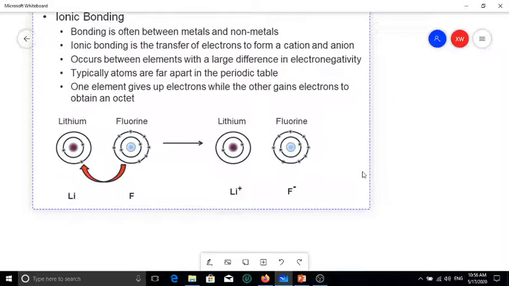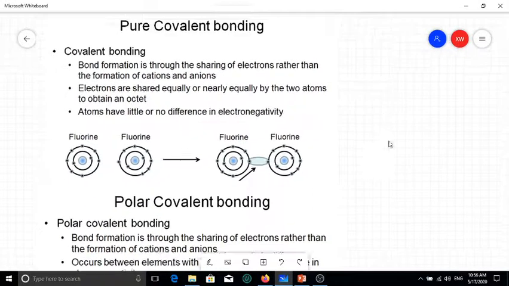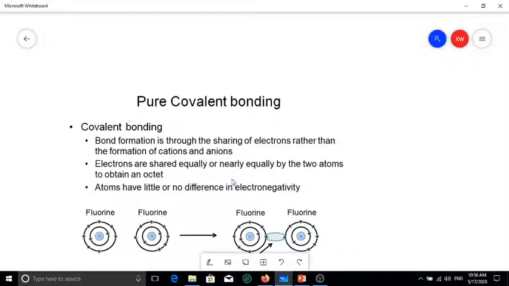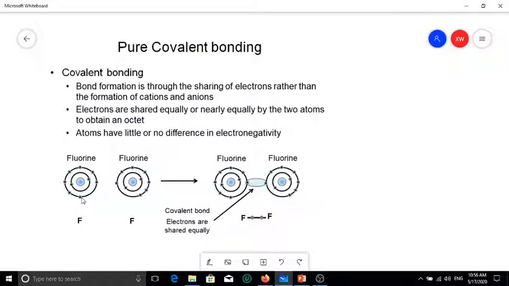Okay, now when you have fluorine, which is the most electronegative one, in other words the best electron taker, or the most aggressive electron taker, whatever you want to name it. Okay, what if fluorine meets another fluorine?